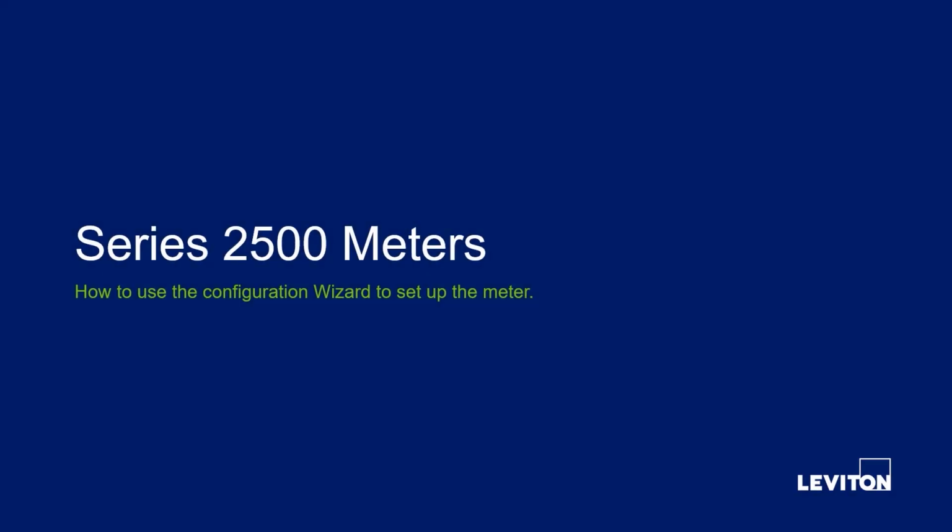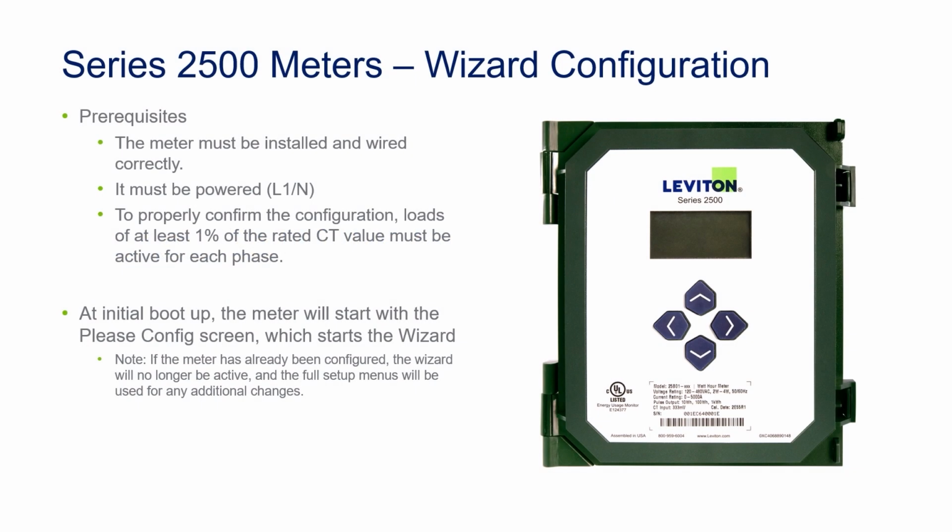Following is a brief overview showing how to use the Series 2500 meter configuration wizard to perform the initial configuration steps. There are some prerequisites to be confirmed before the configuration wizard may be used.